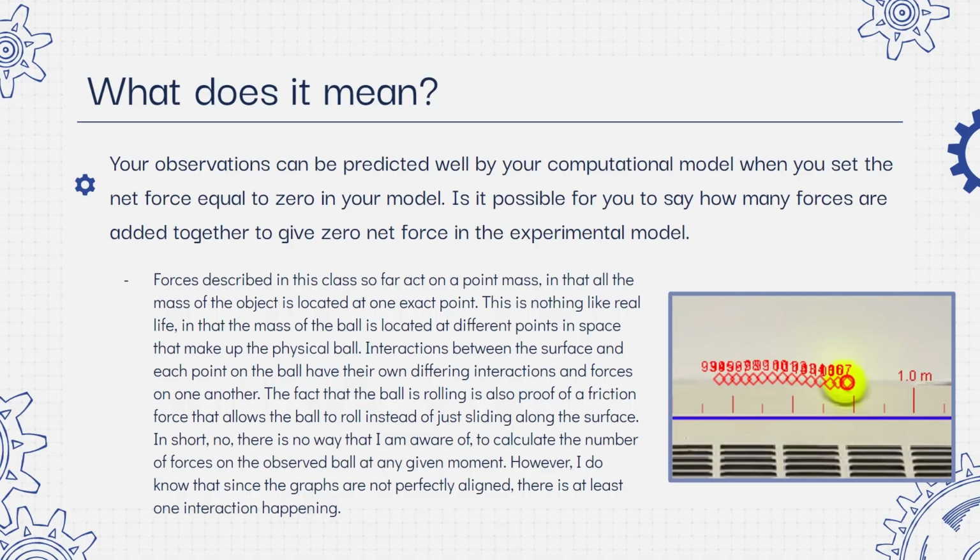Interactions between the different spaces on the surface have their own different interactions with one another, and they're all going to have their own separate interactions with the friction surface, the, I don't know, imperfections of the surface itself, and that could all provide different force changes, and that's what gives us that slight difference in the graph. The fact that the ball is rolling is also proof that there's a friction force on the ball, because it would just slide along the surface if there was no friction. So in short, no, I don't know a way to calculate the number of individual forces on the observed ball at any given moment, but we do know that there is at least one.